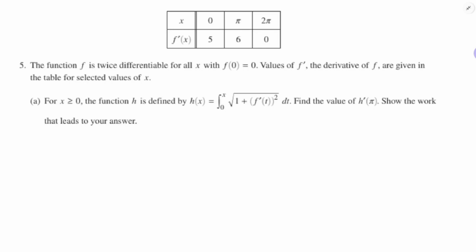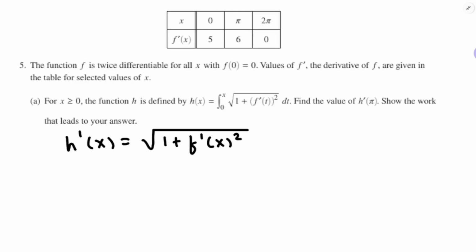Hopefully that's familiar. Find the value of h prime of pi, again with the second fundamental theorem. We're going to do that a couple of times in number 4, but it's very important. Some people call that the first fundamental theorem. I'm going to say h prime of x, I'm going to replace t with x everywhere I see it in the integrand, so that's the square root of 1 plus f prime of x squared.